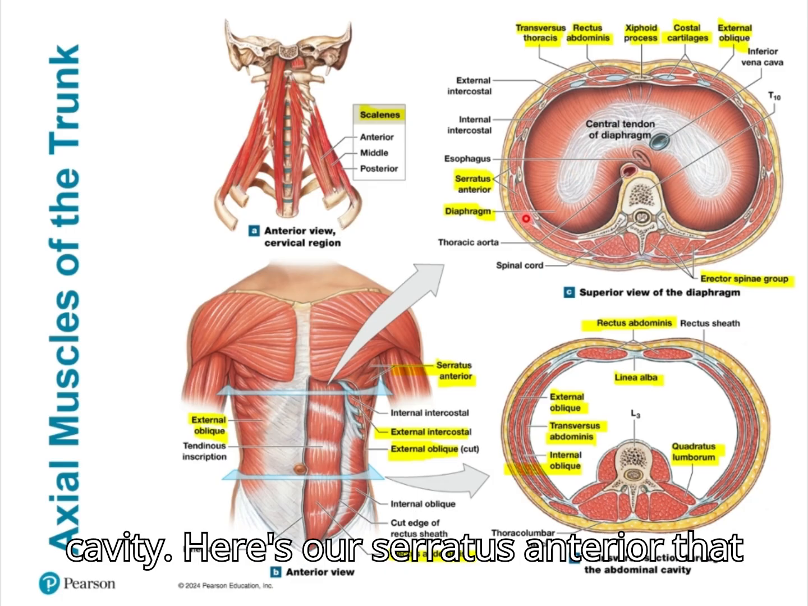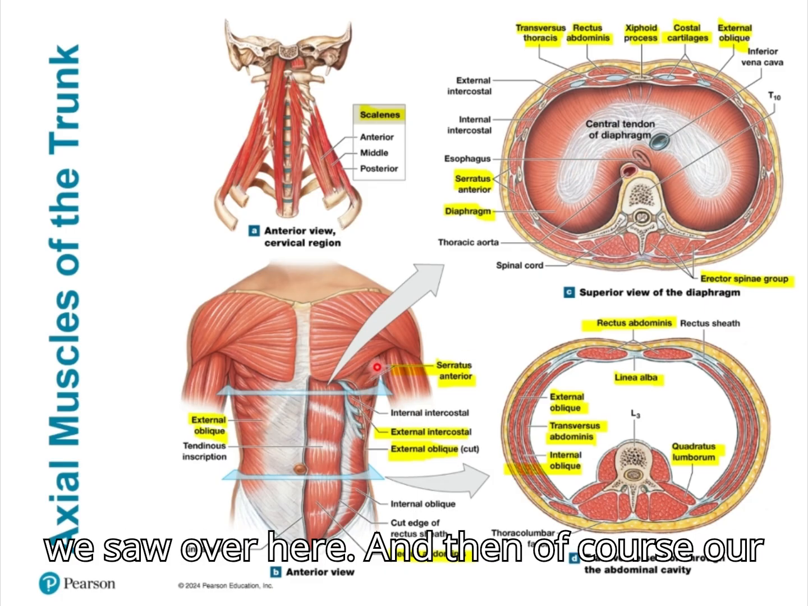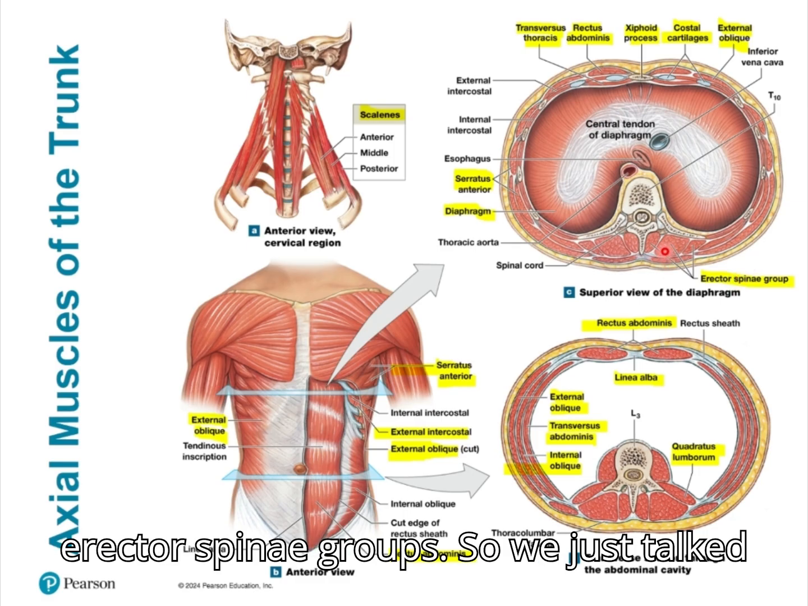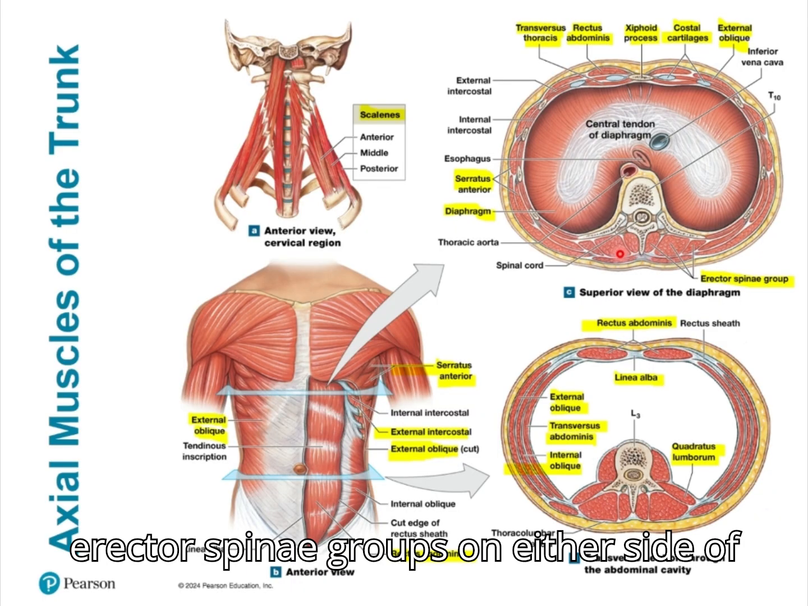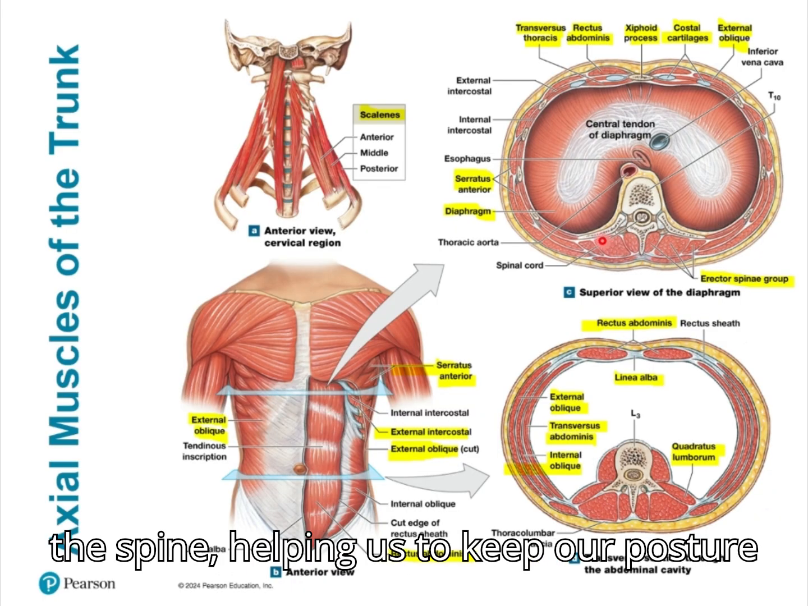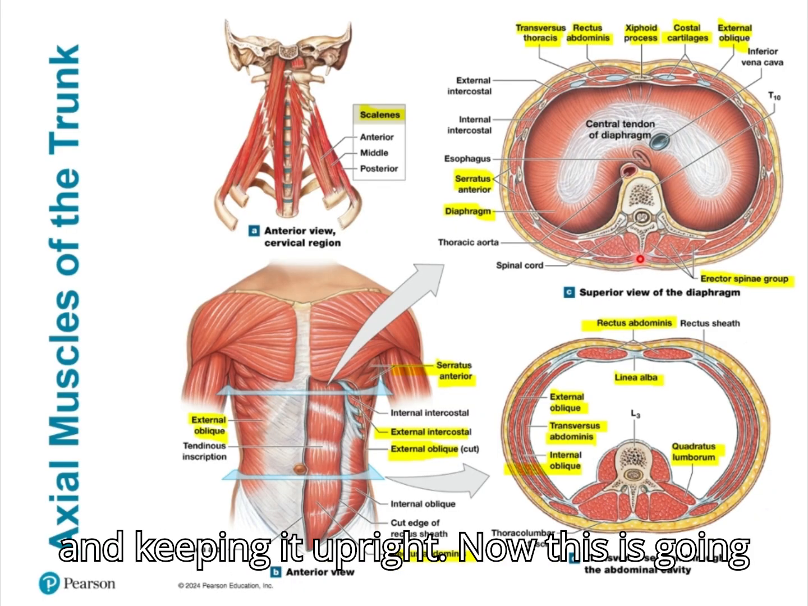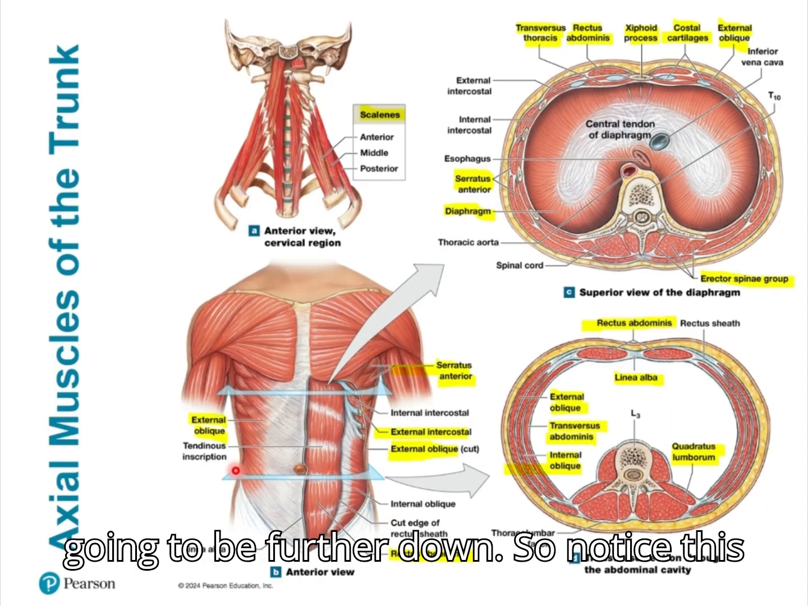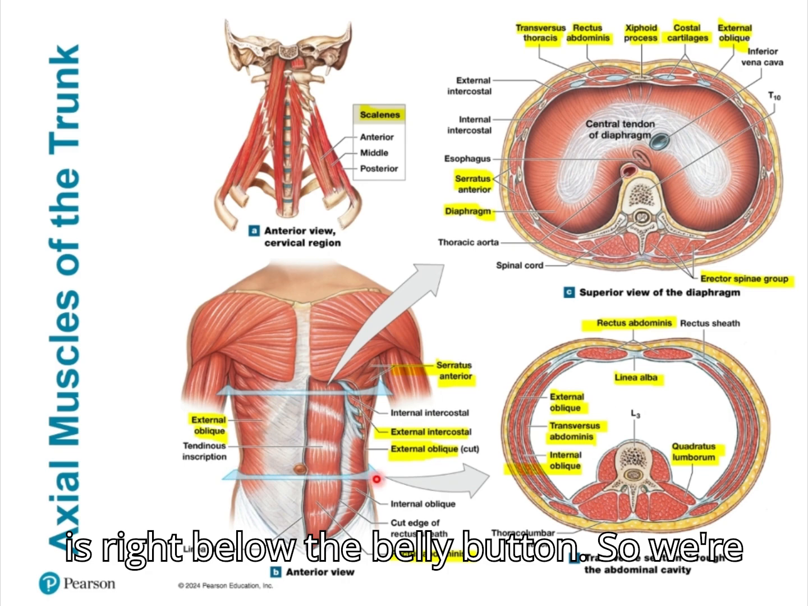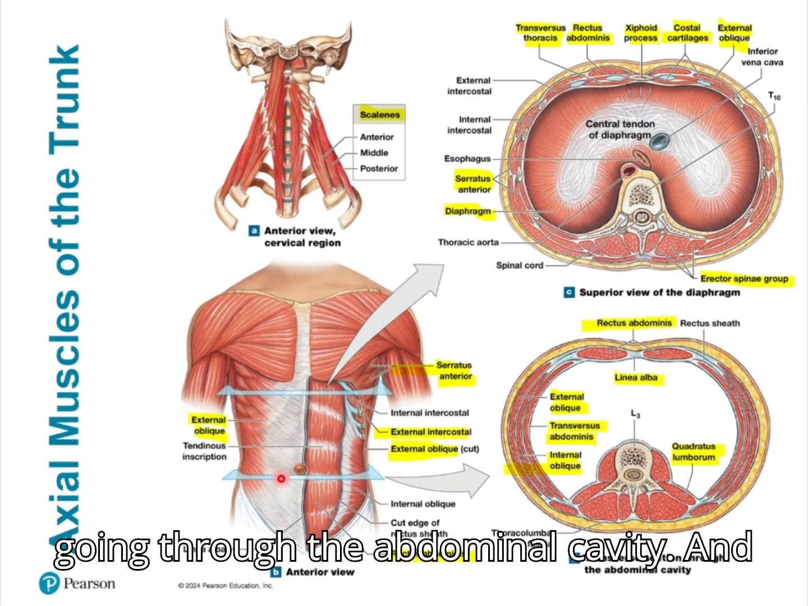Here's our serratus anterior that we saw over here. And then, of course, our erector spinae groups. So we just talked about that on the last slide, with those erector spinae groups on either side of the spine, helping us to keep our posture and keeping it upright. Now, this is going to be a similar section, except it's going to be further down. So notice this is right below the belly button. So we're going through the abdominal cavity.